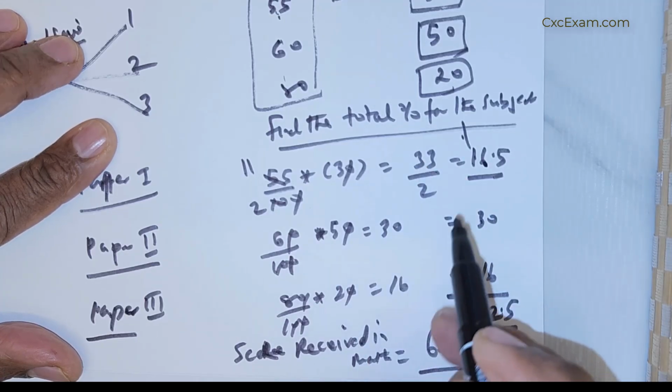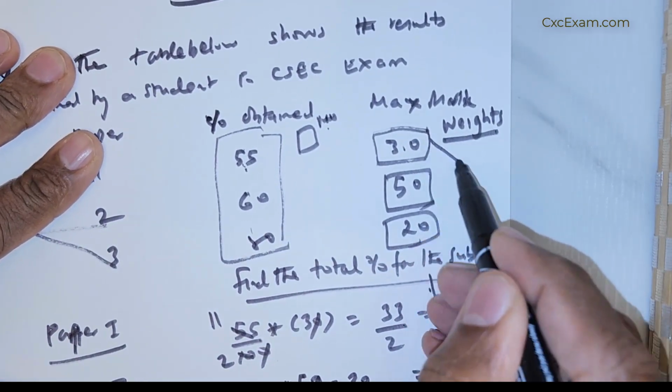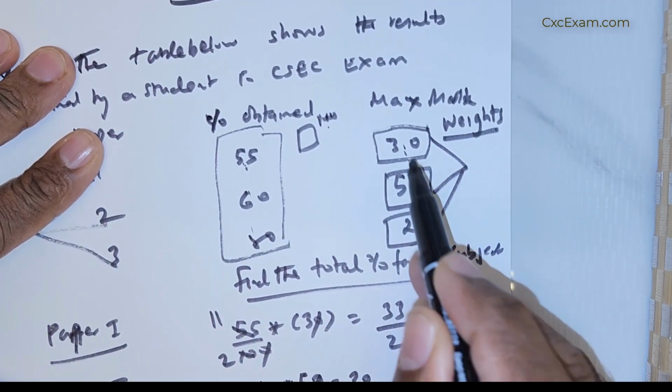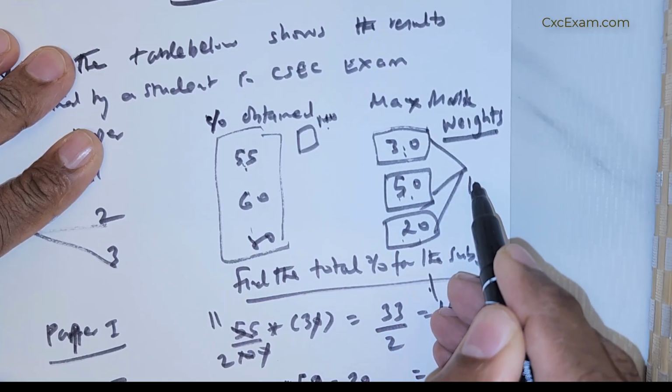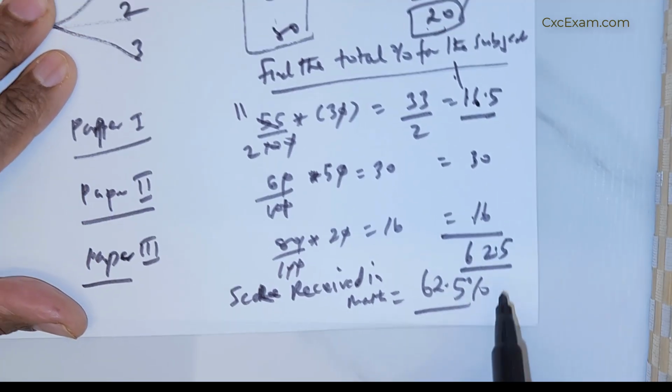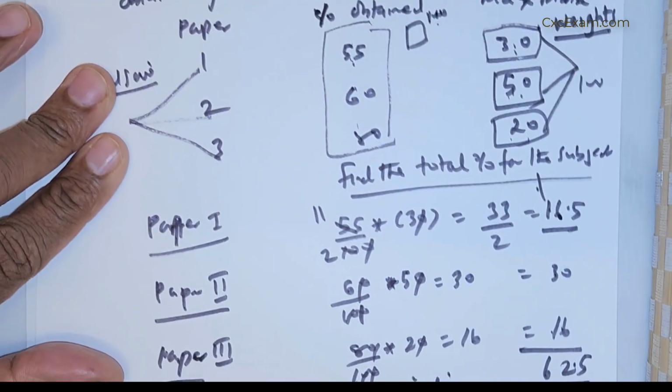62.5%. Because all of these, if you were to add these things, this is going to be for 100, right? 50, 30, you add 30 with 50, you get 80. 80 out of the 20 is going to be 100. So all you need to do is just add them up, and that will be the final answer of this question.